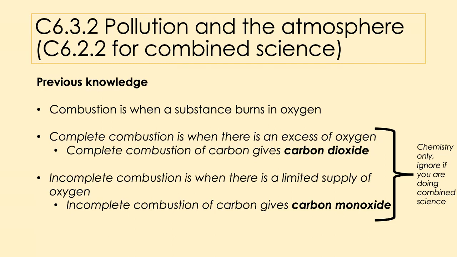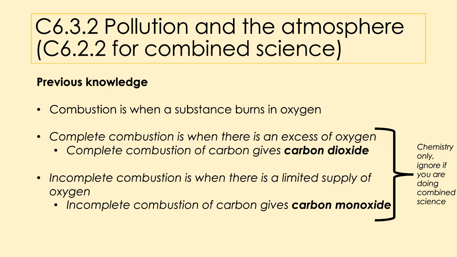Now, if you are doing triple chemistry, you also need to know about complete combustion and incomplete combustion. Because we've taught this out of order, you may not know this already, but you might have met it at key stage 3. Complete combustion is when there's an excess of oxygen, so there's plenty of oxygen there. And when you get plenty of oxygen, what you get when you combust carbon is carbon dioxide.